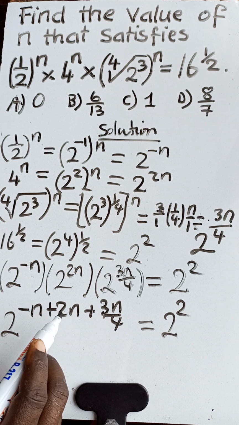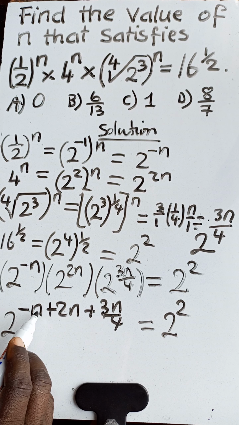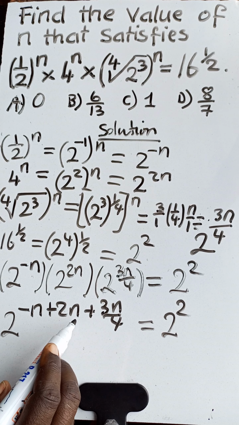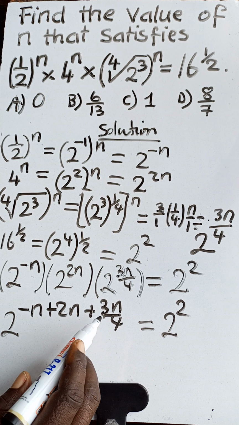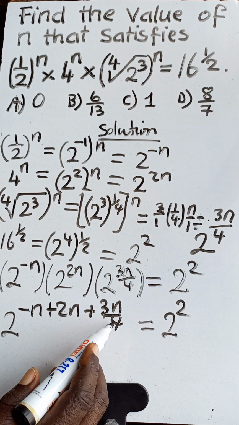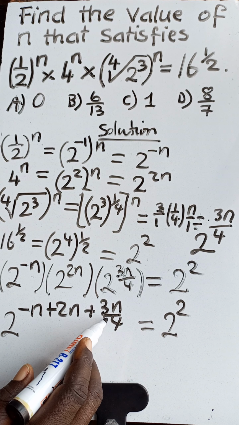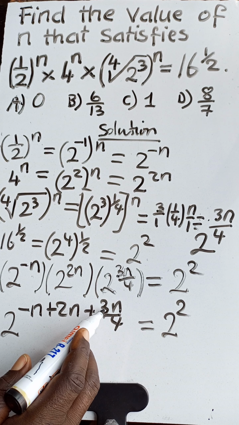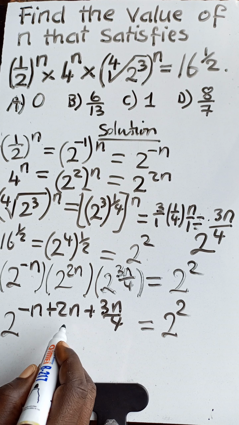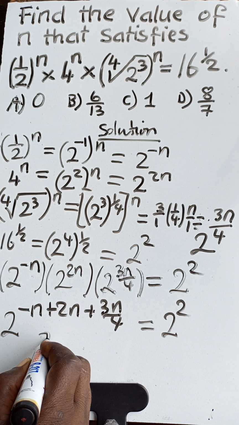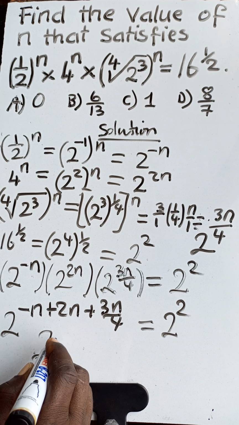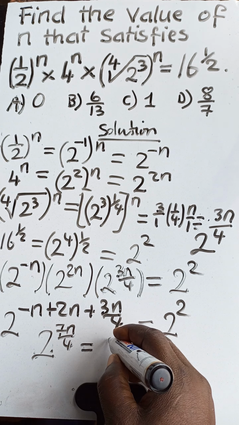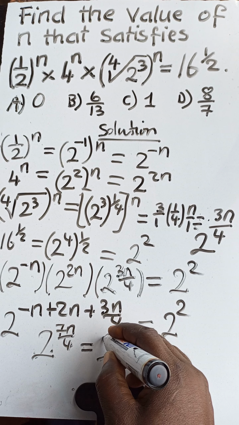When we carry out this addition, we have negative n plus 2n, which is n. And then n plus 3n all over 4 will give us 7n all over 4. Okay? So we have 2 to the 7n all over 4 is equal to 2 squared.